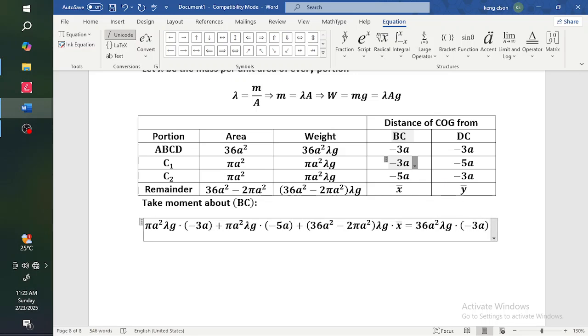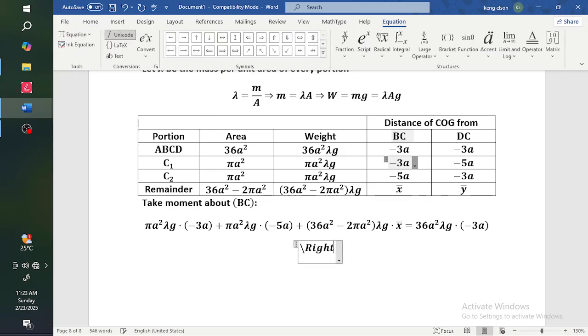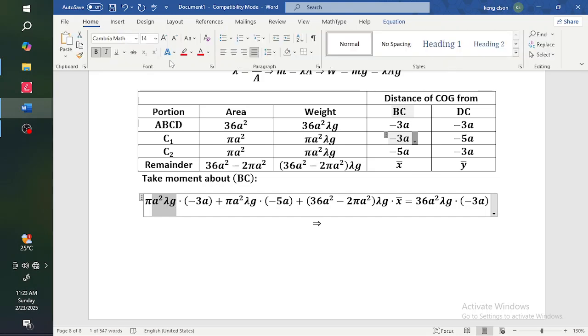So from here we make x bar the subject of the formula. Let us simplify term wise. I think we can see a squared lambda g is common everywhere. Yes, it is common everywhere. So this a squared lambda g, I'm just going to put in red.